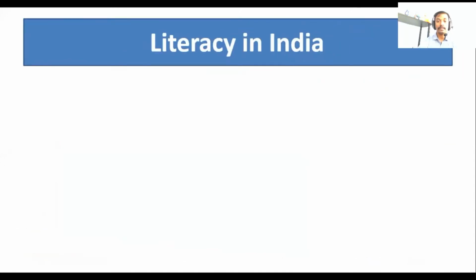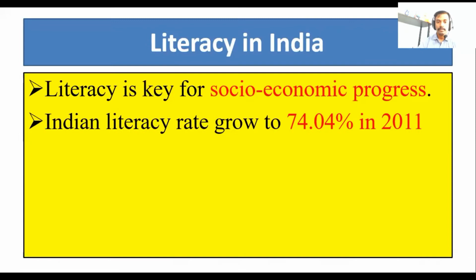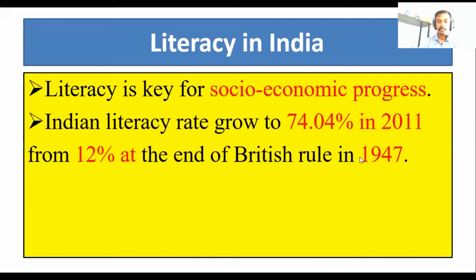Literacy in India is the key for socio-economic progress, next to health. First health, second literacy. India's literacy rate grew to 74.04% in 2011, but in 1945 only 12% were literate. Just imagine, within 50 to 60 years, this is India's achievement: the highest literacy rate, and it is still increasing.